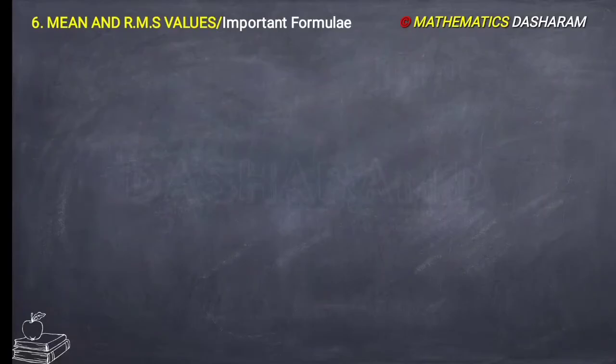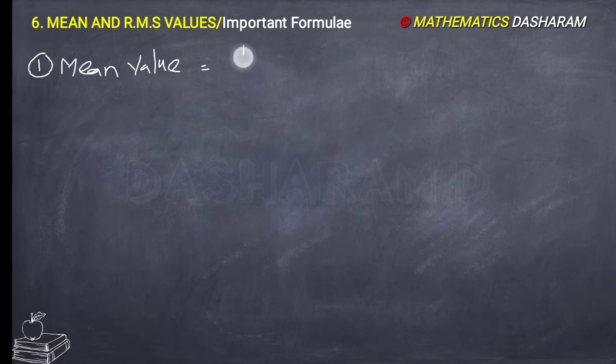Hello students, 6th chapter: mean and RMS values, important formulae. So the first formula, mean value equals 1 by (b minus a) integration a to b y dx is the mean value formula. Here b must be greater than a.